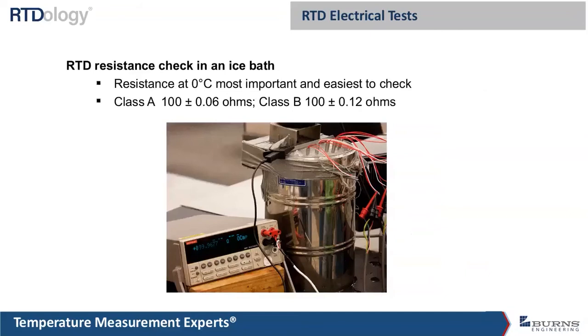After looking at lead wire colors and numbers, one of the things that you can do is to check the probe in an ice bath. This requires an ohm meter and some crushed ice in some kind of an insulated container. Testing it, if it's a Class A probe, which is the tighter manufacturing tolerance, you should end up within plus or minus 0.06 ohms, and the Class B is 0.12 ohms. That's a real quick way to do that.